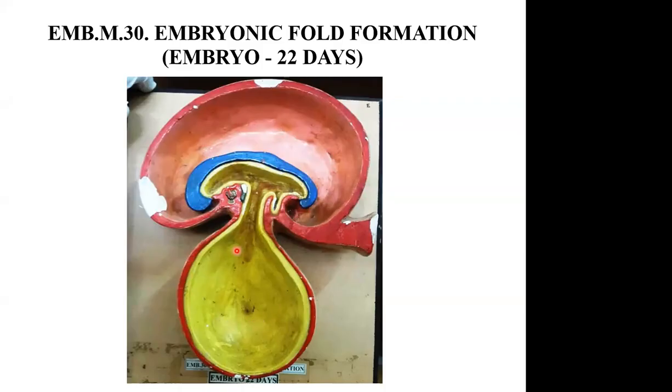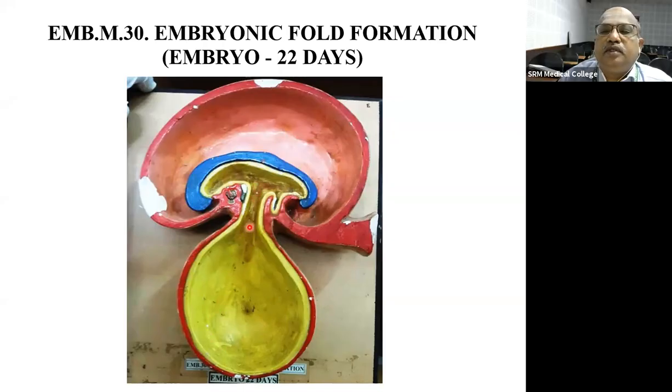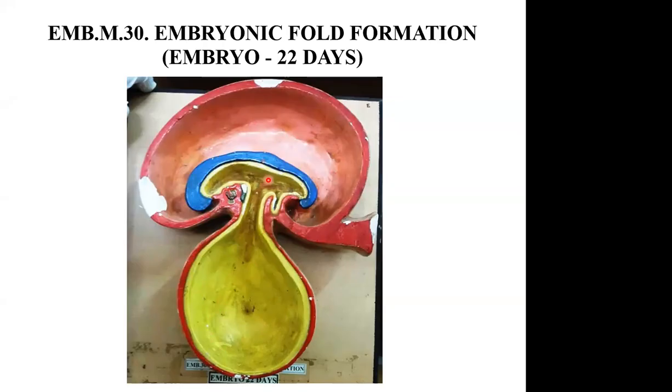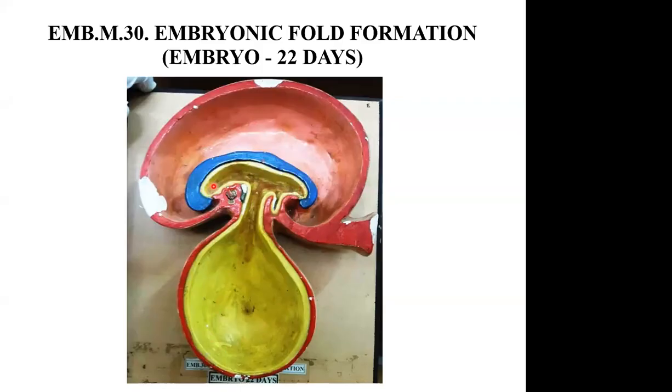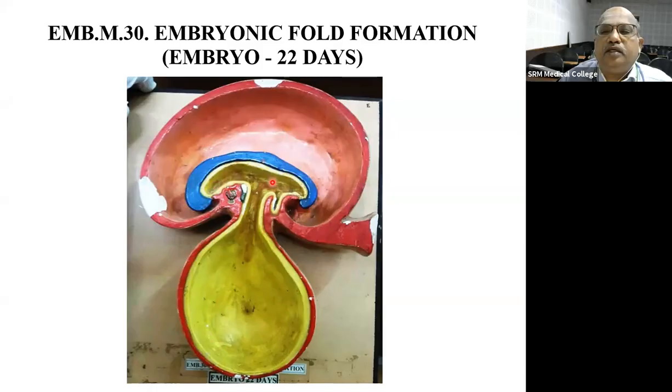Amniotic cavity. This is the yolk sac. This is the vitellointestinal duct. So this is the primitive gut. If I show everything, that is primitive gut. So this is at the cephalic end. So foregut, midgut, hindgut. From the hindgut, allantoic diverticulum.